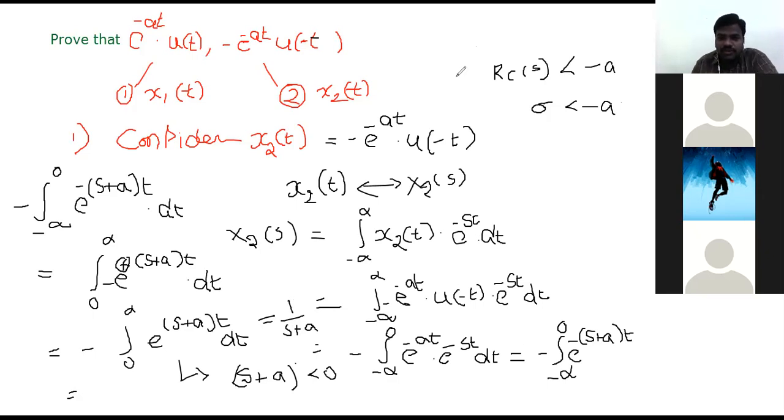So this is ROC2. Now what is ROC1? According to that ROC, sigma must be greater than minus a. So quite opposite. In both the cases, we have proved that the Laplace transform of x1 of t and x2 of t is the same, but those two functions have different ROCs. So finally, we have proved what you have been asked.